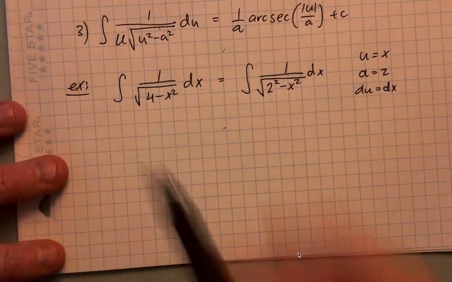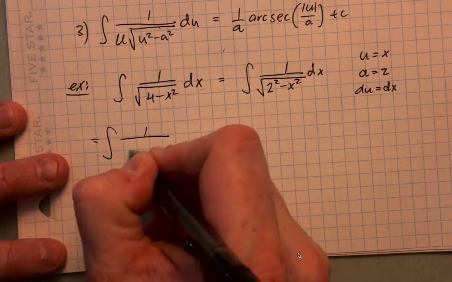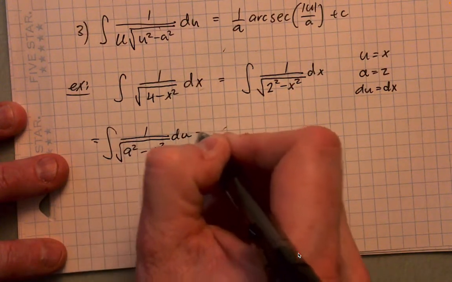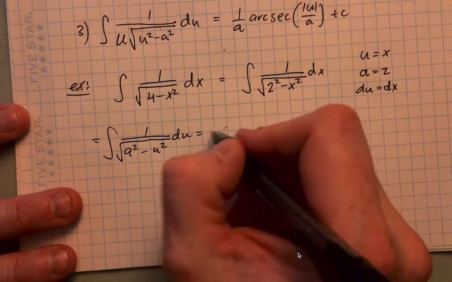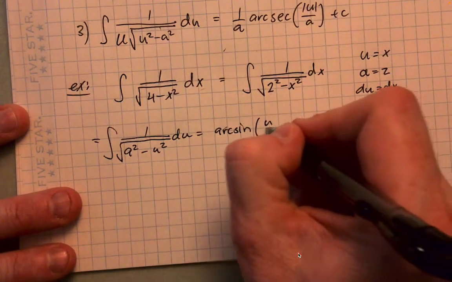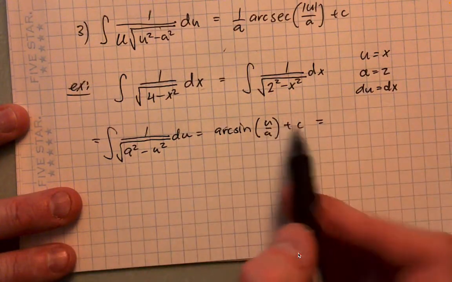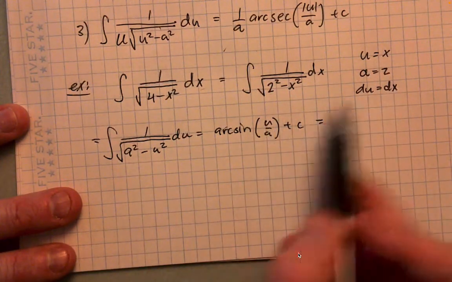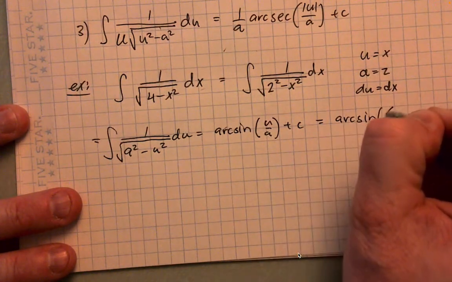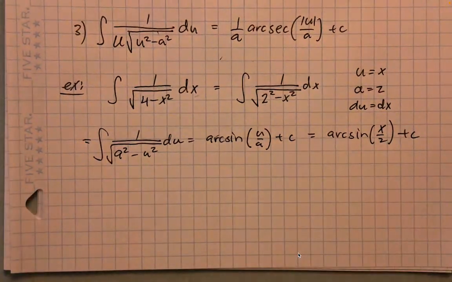Right, so let's go ahead and do that. This would be the integral of 1 divided by the square root of a squared minus u squared du, and then we know that that's going to be the arc sine of u over a plus c. And so we know, of course, that u is x and a is 2, so this is the arc sine of x over 2 plus c. Okay, so there's our first example.